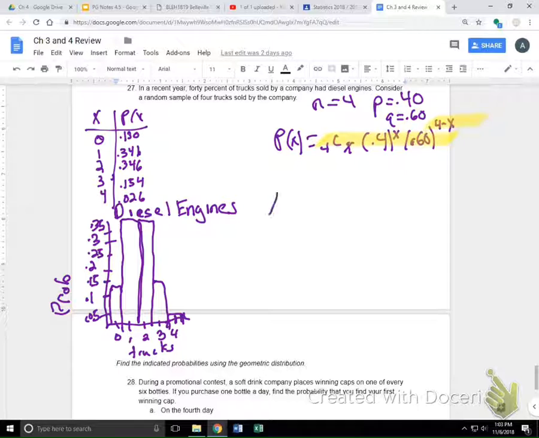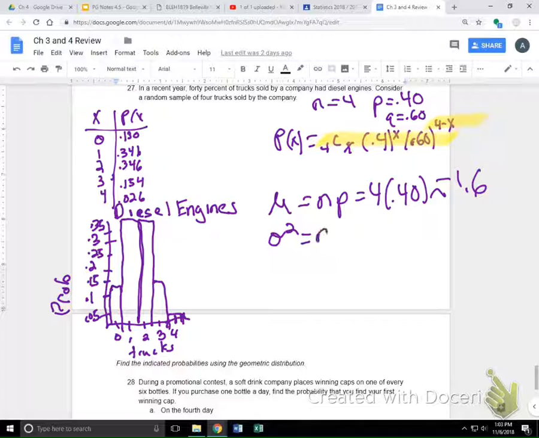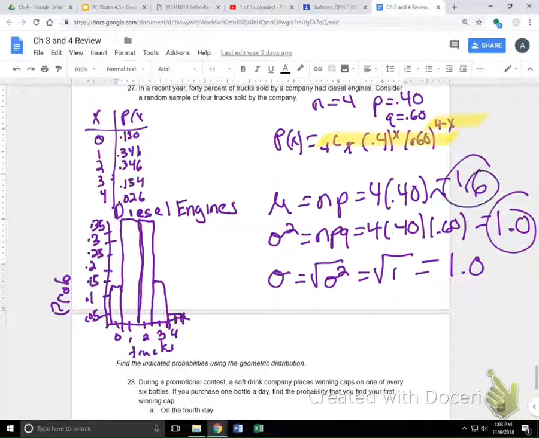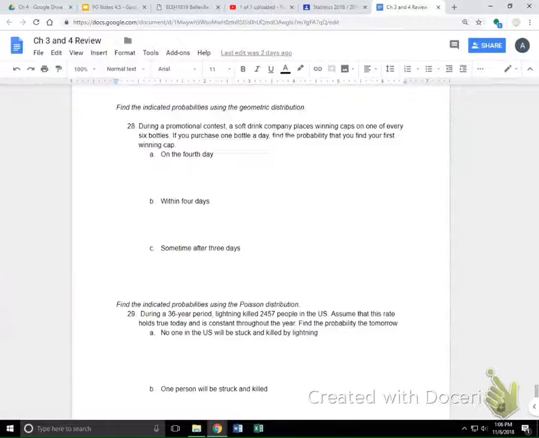And then the last part again is finding mu equals NP, which equals 4 times 0.40, which is approximately 1.6. You're using that sigma squared, so that's our variance, NPQ, which equals 4 times 0.40 times 0.60, which equals 1. And then once again, standard deviation, which is the square root of that variance, which is the square root of 1, which we know is just 1. So we have our 3 answers here.